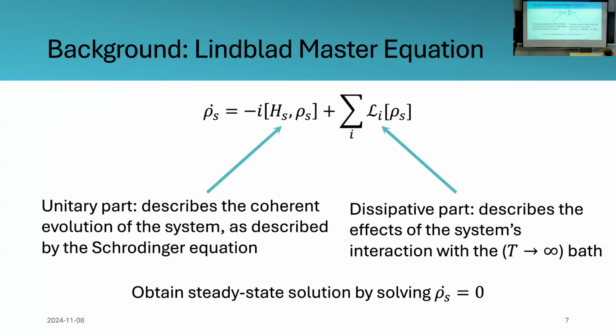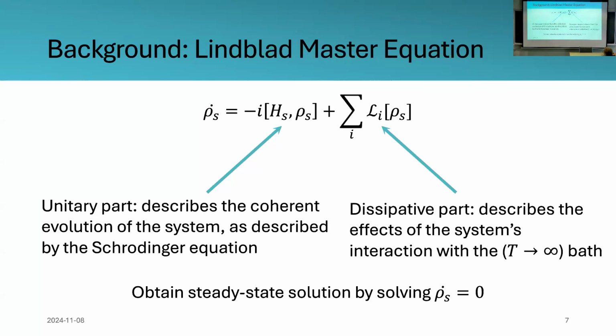All right, I'm going to simulate these open system dynamics with the Lindblad master equation. So the general form of the Lindblad master equation is there's two terms to it. The first is the unitary term, which you can get from the Schrodinger equation that describes the unitary evolution of the system due to its Hamiltonian.